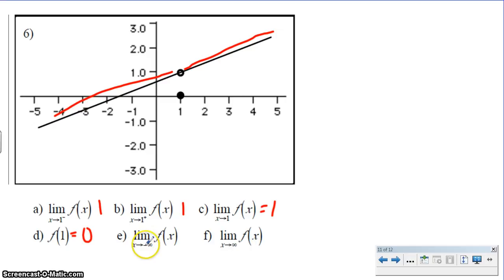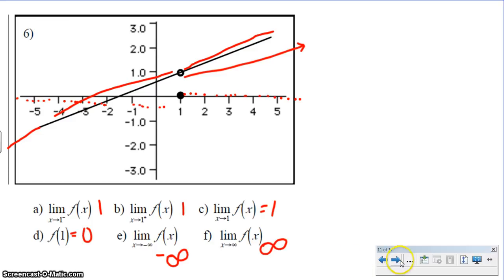How about the limit as x approaches negative infinity? So as my x values, think about this, you're going this way. As my x values get smaller and smaller and smaller, what's happening to my y value? Well, as this line continues, my y value is going to continue to get smaller and smaller. So the limit as x approaches negative infinity is equal to negative infinity. Same thing with our limit as x approaches positive infinity. As we continue to go to the right-hand side, as our x's get larger, our y value is going to continue to increase as well. So our y value is going to approach infinity as well.